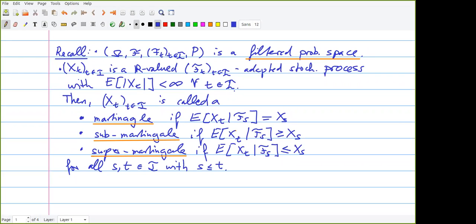And then we introduced the notion of martingales, respectively sub- and supermartingales, which goes as follows. We consider a real-valued process X, indexed by an index set I, which is adapted to this filtration, and we assume that it is integrable. Then we call it a martingale if we have this property of being a fair game: the conditional expectation of X at time t, given the information at time s, is exactly the process at time s.